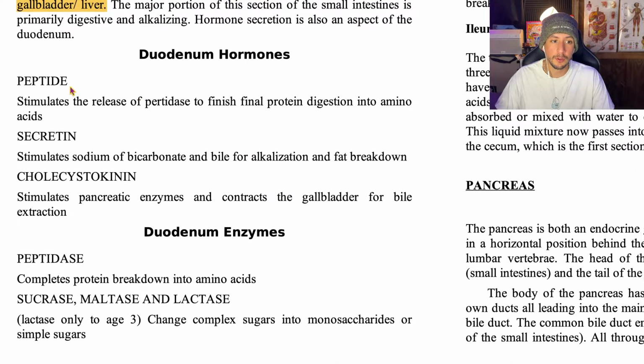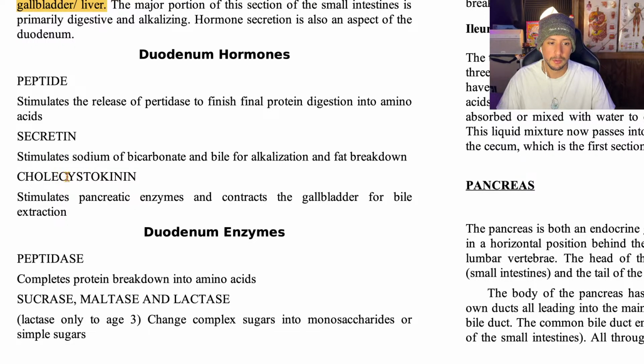Duodenum hormones consist of peptide. This stimulates the release of peptidase to finish the final protein digestion into amino acids. So after your protein's been broken down as far as it can, these super complex molecular structures are broken down until they're finally ready to get the peptide and become amino acids and get into the blood. Secretin stimulates the sodium bicarbonate and bile for alkalization and fat breakdown. So it basically just gets a pH modifier.